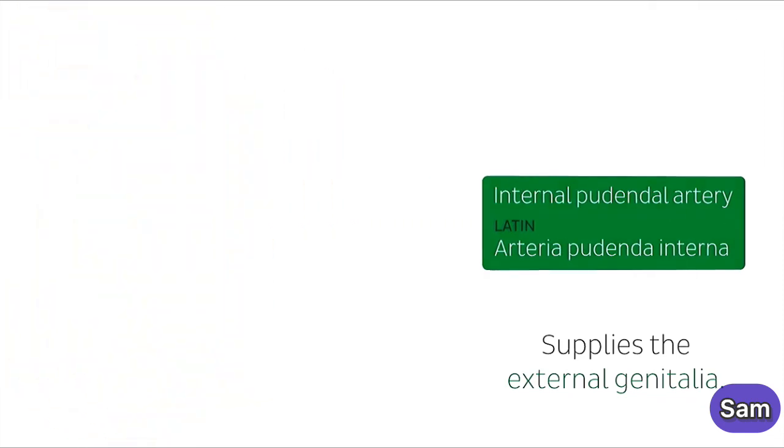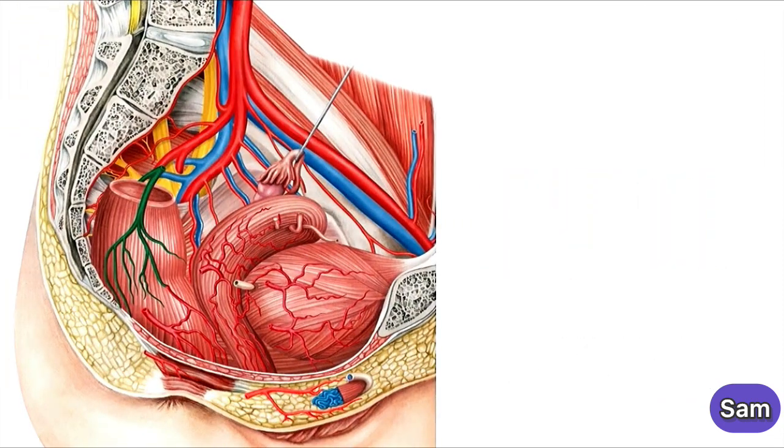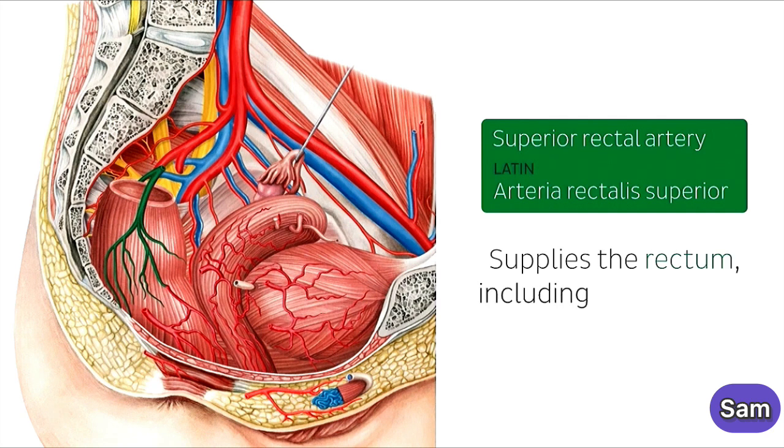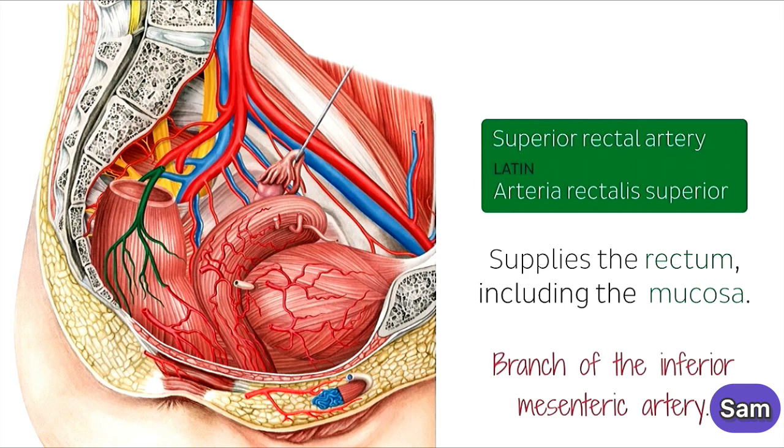Unlike most of the blood vessels we're discussing in this tutorial, the superior rectal artery is not a branch of the internal iliac artery. This artery supplies the rectum, including the mucosa up to the anal valves. It is a branch of the inferior mesenteric artery. The superior rectal artery runs behind the rectum, descending into the lesser pelvis and dividing into a left and right branch before piercing the musculature of the bowels. Here we can see the superior rectal artery highlighted in green supplying the rectum.